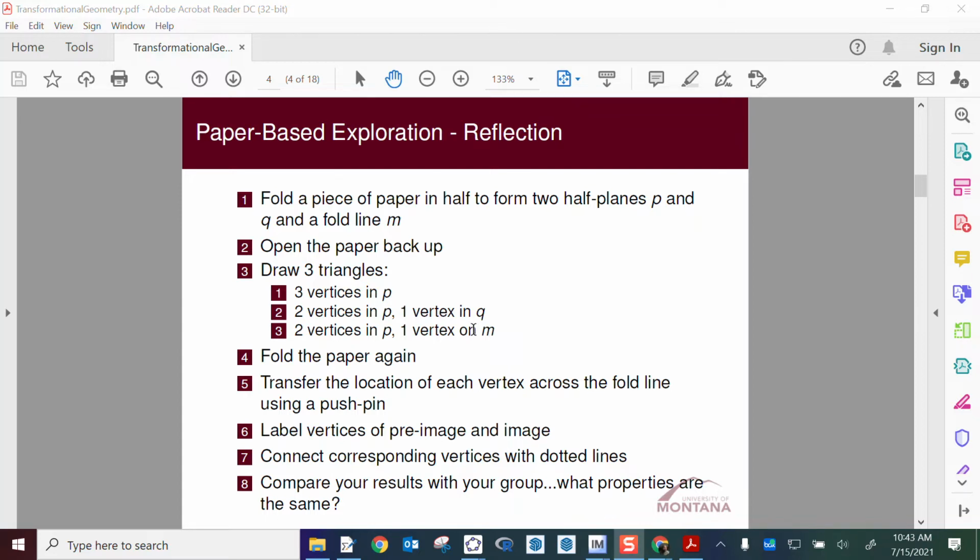Once we've drawn those triangles, we're going to fold the paper again, and transfer the location of each vertex across the fold line using a push pin, or if you'd like, your compass point, which is what I'll use. Then we'll label the vertices of the pre-image and the image, the first triangle and the new triangle, connect corresponding vertices with dotted lines, compare results, and see if we can find properties of reflection. This is the way I usually teach reflection the first time. I think it's a good way to do it because you can discover the properties of reflection if you're careful about this.